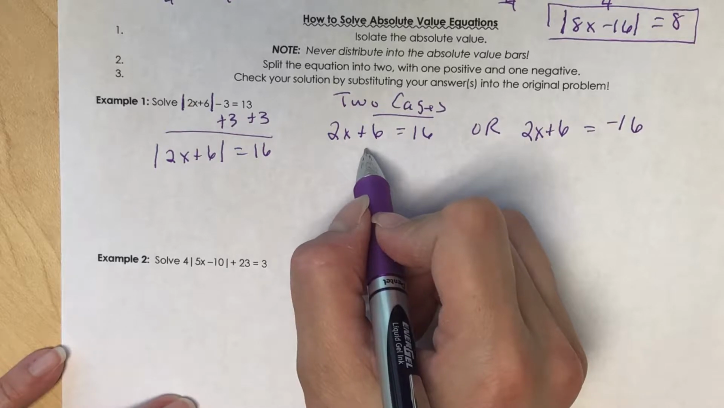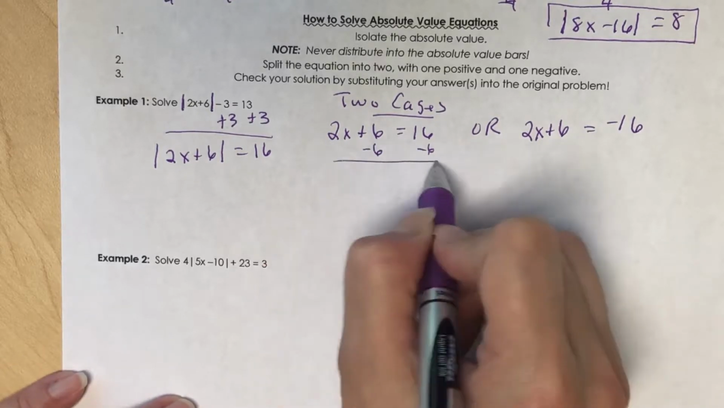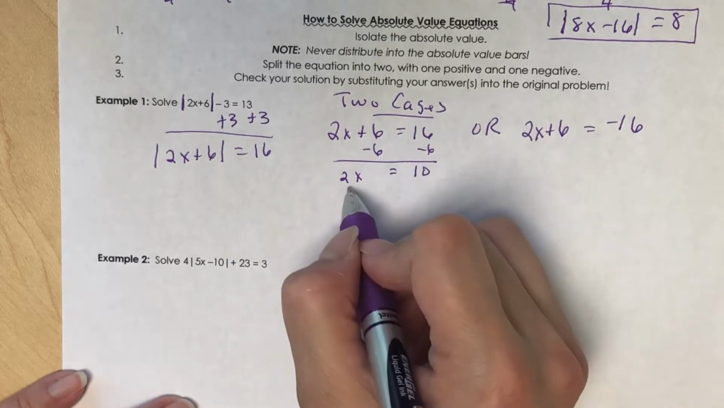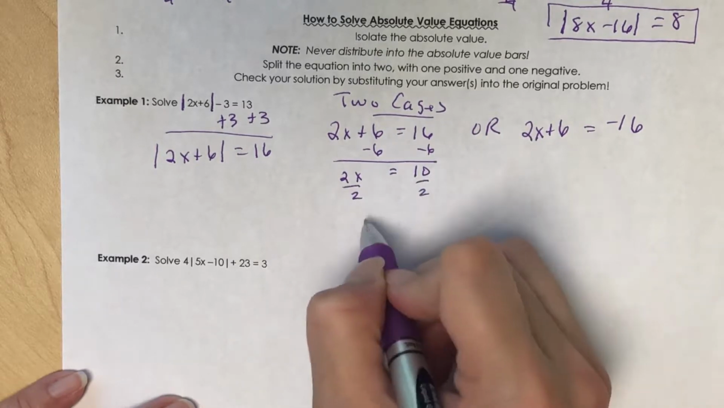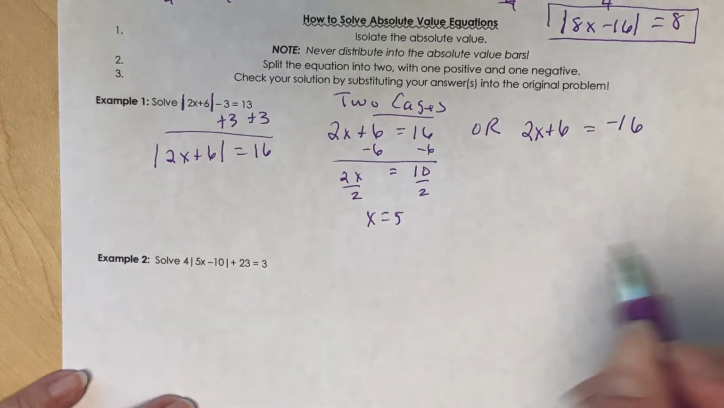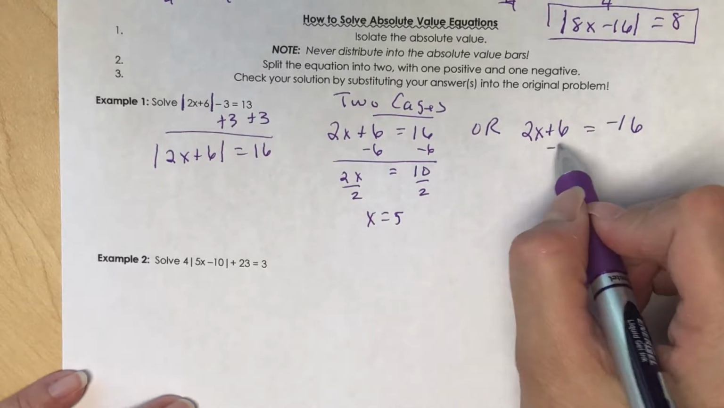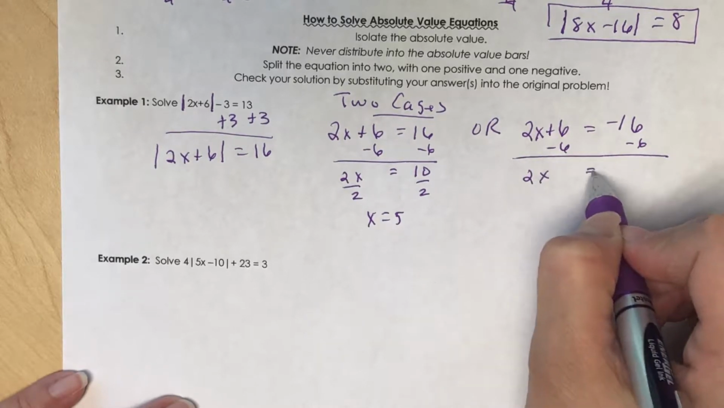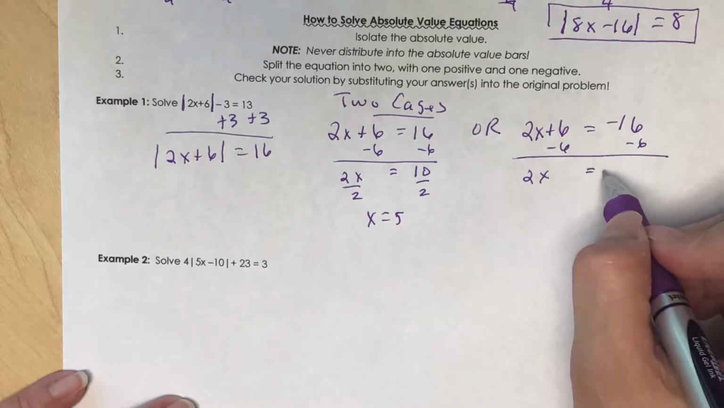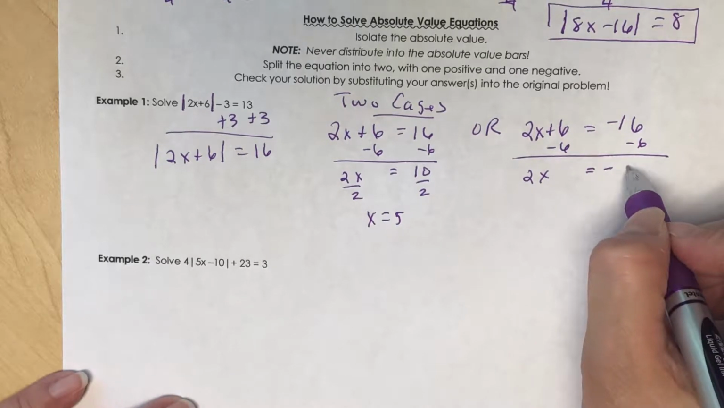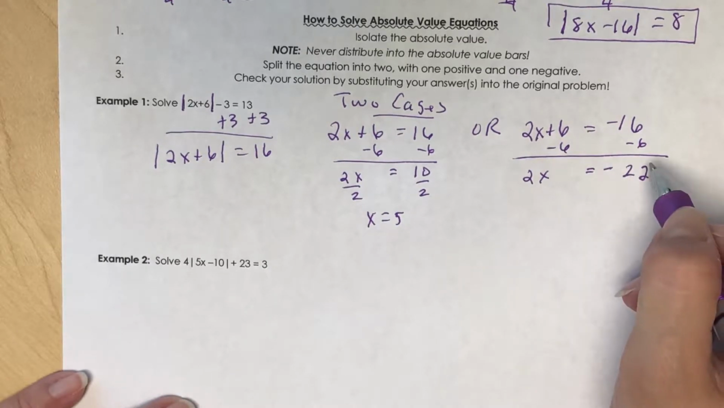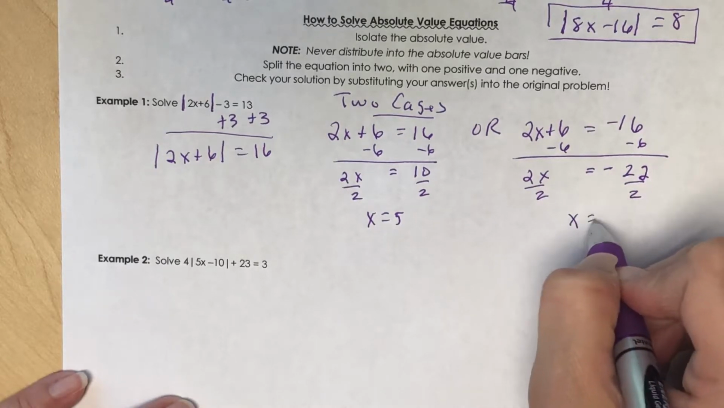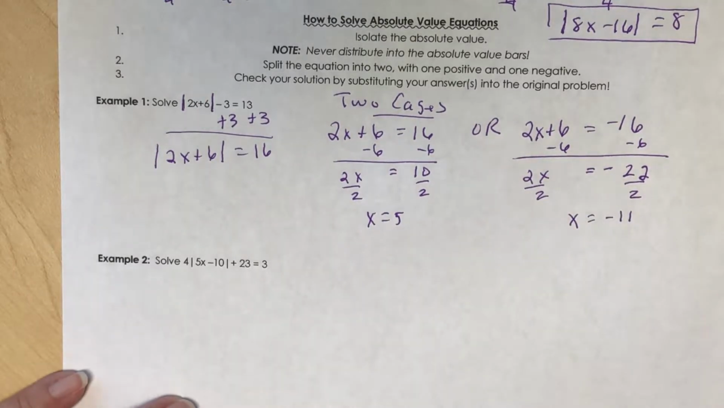So in my first case, I'm going to subtract 6. It's 2x equals 10. Divide by 2 on both sides. I get x equals 5. My second case, subtract 6 on both sides. Gives me 2x equals negative 16 minus 6 is going to give me negative 22. And then divide both sides by 2. X equals negative 11. Okay, but I'm not done.